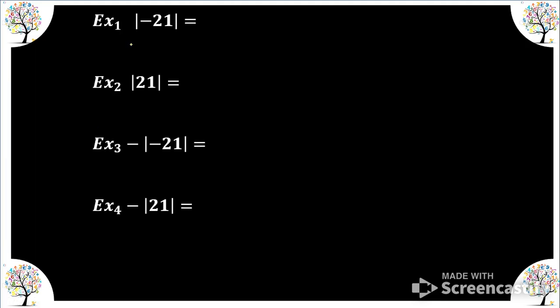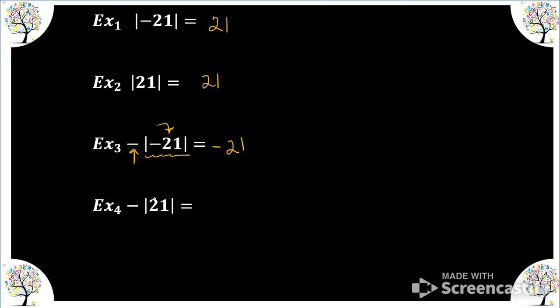Okay, let's look at 4 examples. So this is just saying, what is the distance that -21 is to 0? It's 21 units back to 0. What is the absolute value of +21? So how many jumps does it take to get from 21 to 0? It takes 21 jumps. Our example 3, we're going to first evaluate inside the absolute value symbols, which we just did here when we got 21. But this negative on the outside means, what is the opposite of +21?